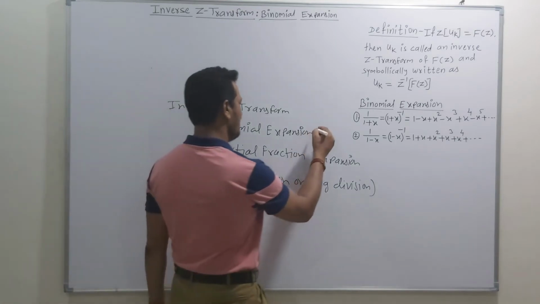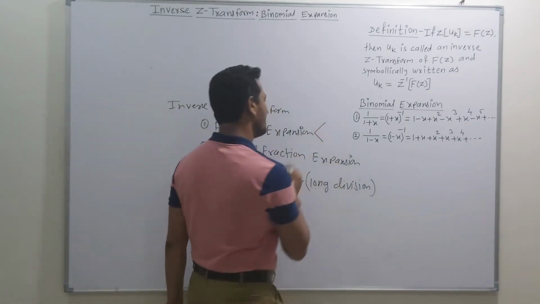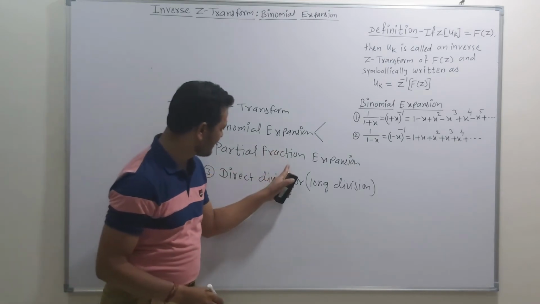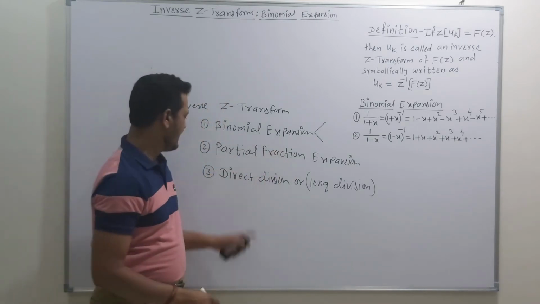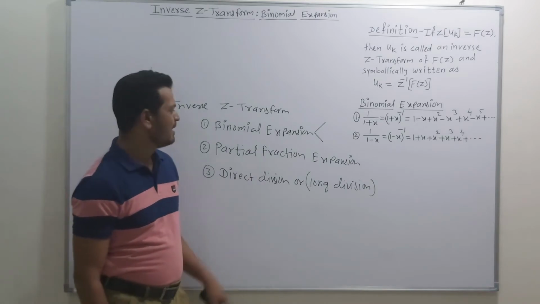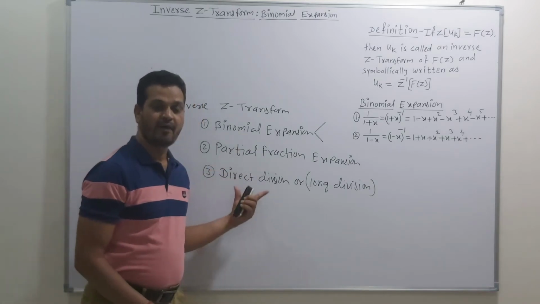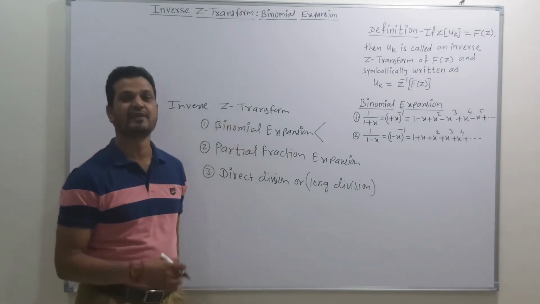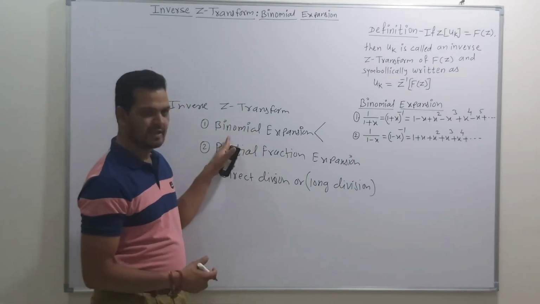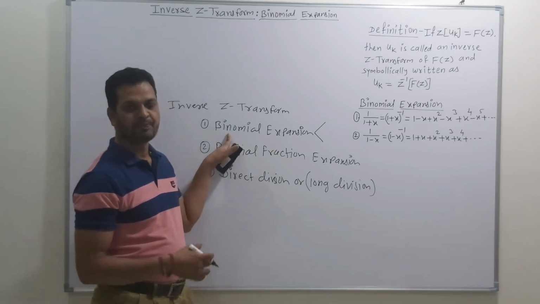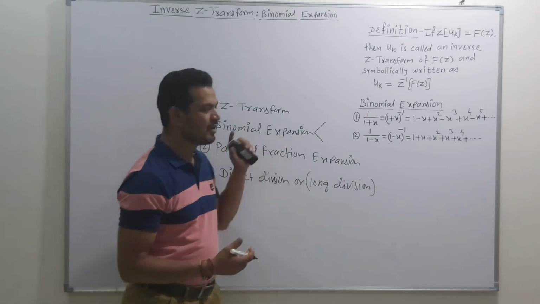Again friends, we are covering two lectures based on binomial expansion, two lectures based on partial fraction expansion, and one lecture on direct division or long division. That means in total we are conducting 5 lectures to understand the concept called inverse Z transformation. So in this video lecture we are learning how to find the inverse Z transformation by binomial expansion.